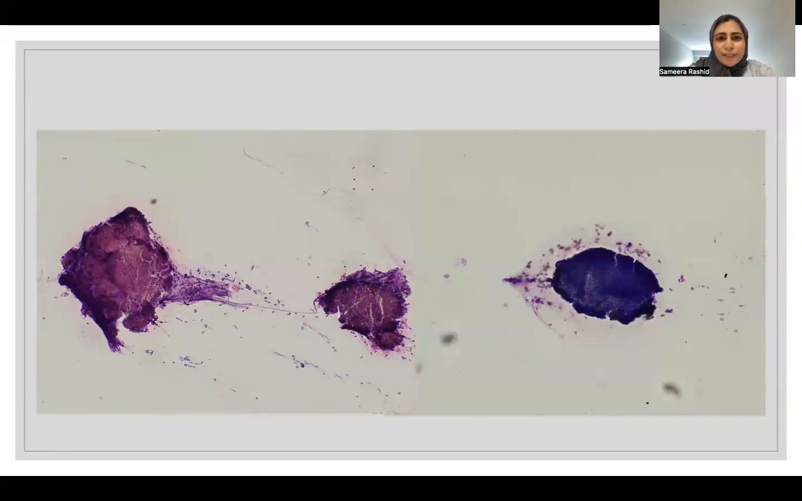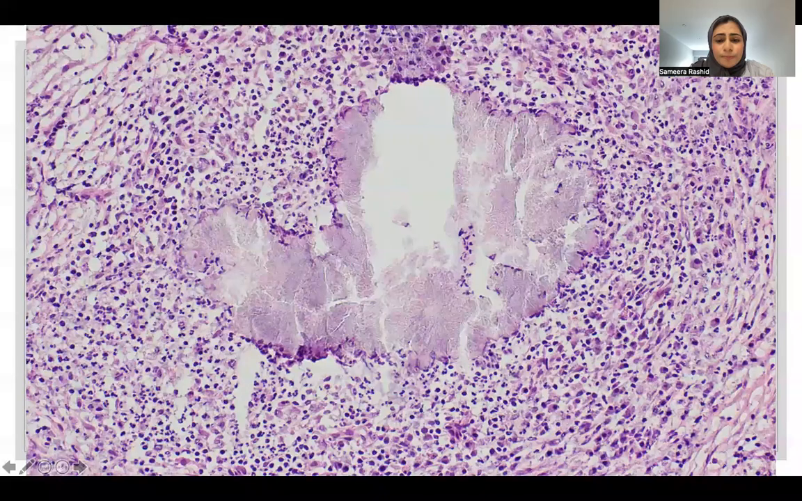I took touch imprints from the masses, and this is what the friable mass that was inside those round structures looked like. No viable cells here, just necrotic debris. And this is the frozen section slide. Looks like there is some sort of crystalline material or some granules here, which look like fractured crystalline material, surrounded by chronic and acute inflammatory infiltrate.